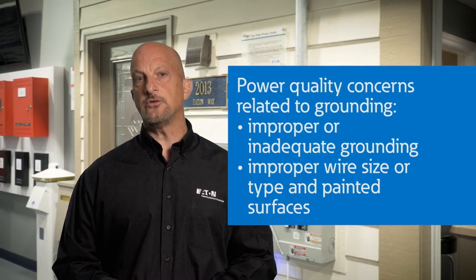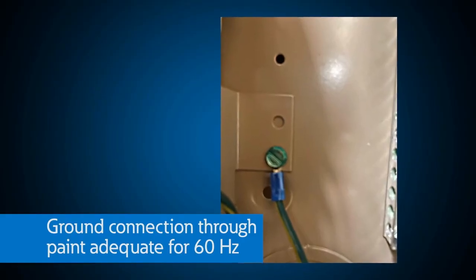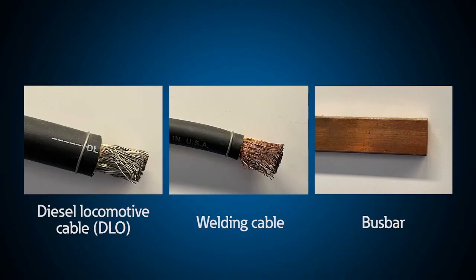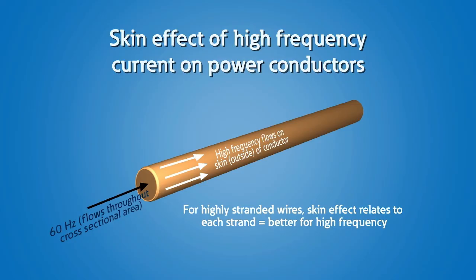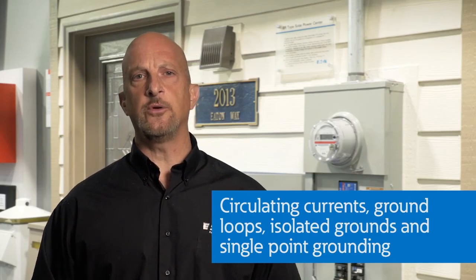For example, 60 Hz currents will generally penetrate painted surfaces during fault conditions, but oftentimes higher frequency currents may or may not be adequate to provide a low impedance path for stray or unwanted currents from electronic components or induced currents from PWM inverters. In most cases, highly stranded and braided cable or bus bar with the shortest possible length is the most appropriate grounding method for high frequency currents, as it provides significant surface area for the skin effect phenomena of high frequency current. Another concern is circulating currents, ground loops, isolated grounds, and single point grounding.